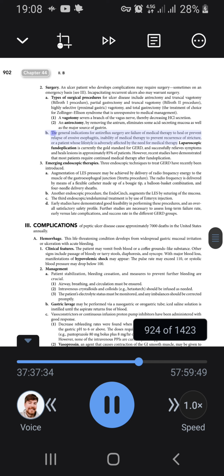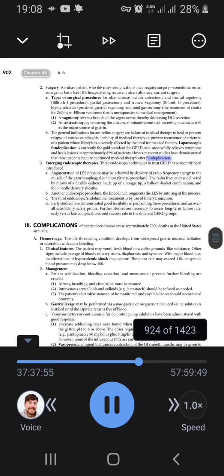B. The general indications for antireflux surgery are failure of medical therapy to heal or prevent relapse of erosive esophagitis, inability of medical therapy to prevent recurrence of stricture, or a patient whose lifestyle is adversely affected by the need for medical therapy. Laparoscopic fundoplication is currently the gold standard for GERD and successfully relieves symptoms and heals lesions in approximately 85% of patients. However, recent studies have demonstrated that most patients require continued medical therapy after fundoplication.